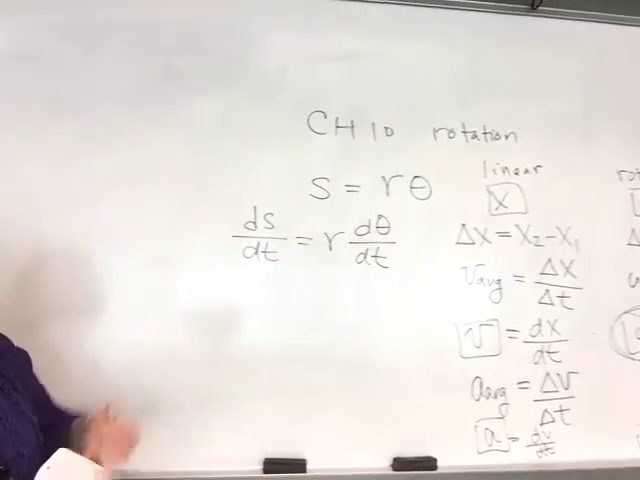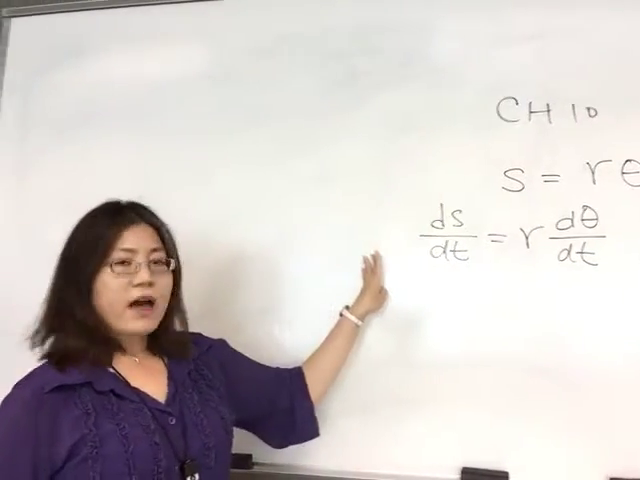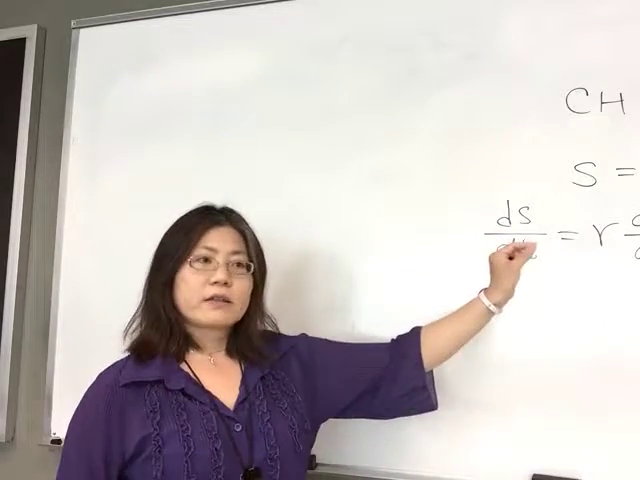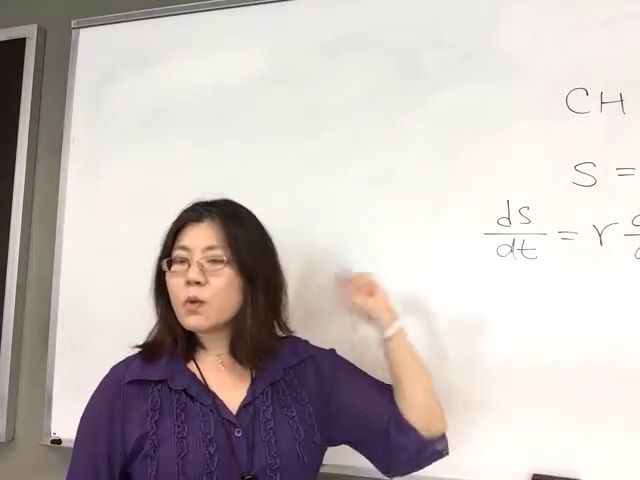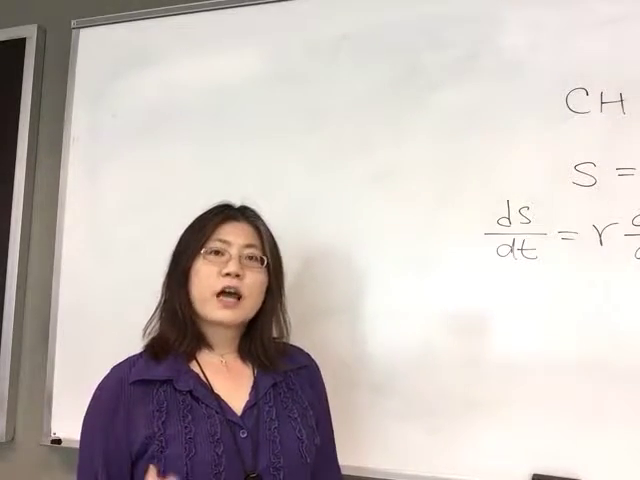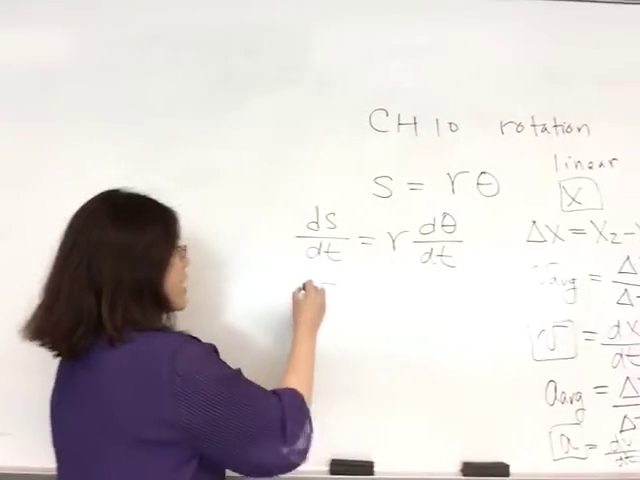So let's look at this equation. Based on that, we just take the time derivative of this equation, and we get that. What is our ds dt? Your s here is equivalent to x, so that's the distance in the linear motion. What is the ds dt? Time rate of change of position gives you velocity. So this is linear velocity.